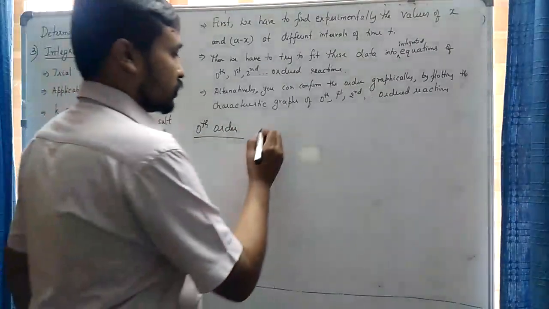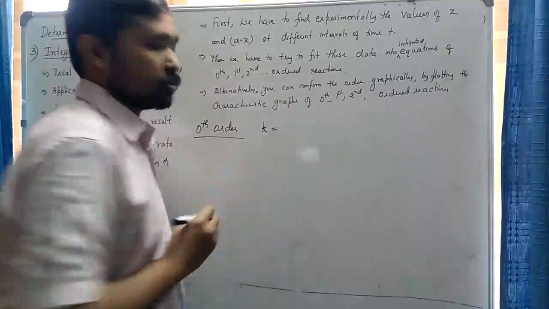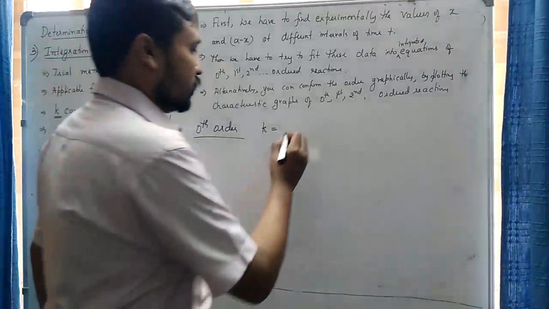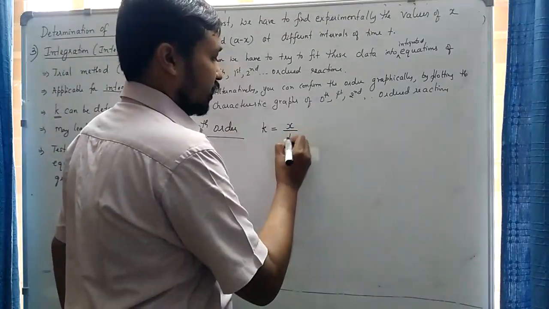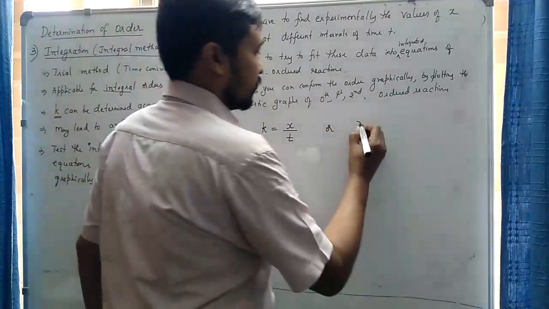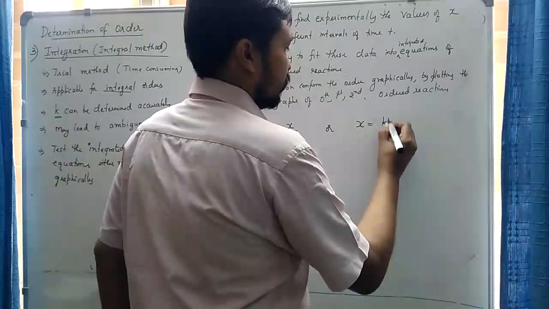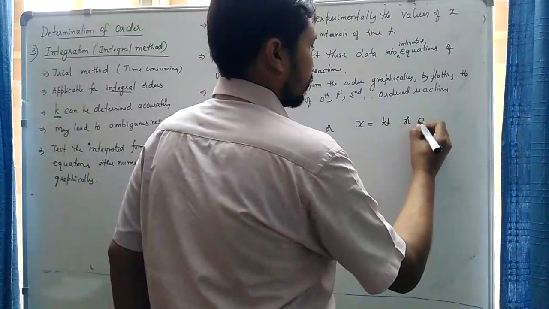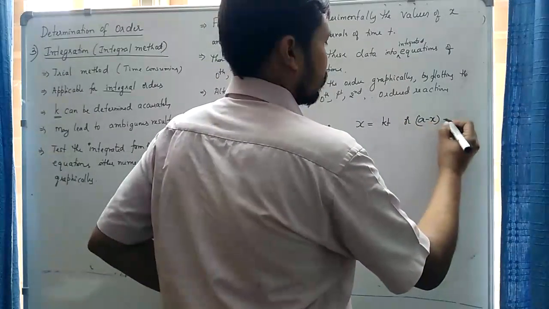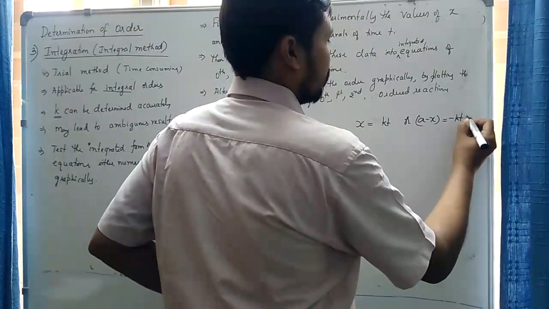What is the integrated form of the rate equation for a zeroth order reaction? k is equal to x by t, or you can also write it as x is equal to k into t, or you can also write it as a minus x is equal to minus k into t plus a.